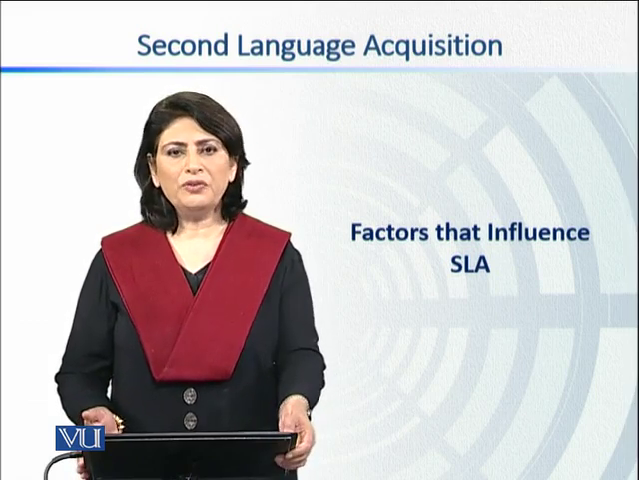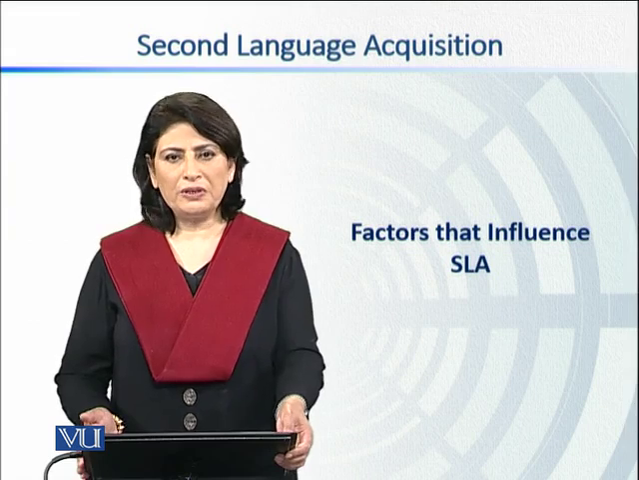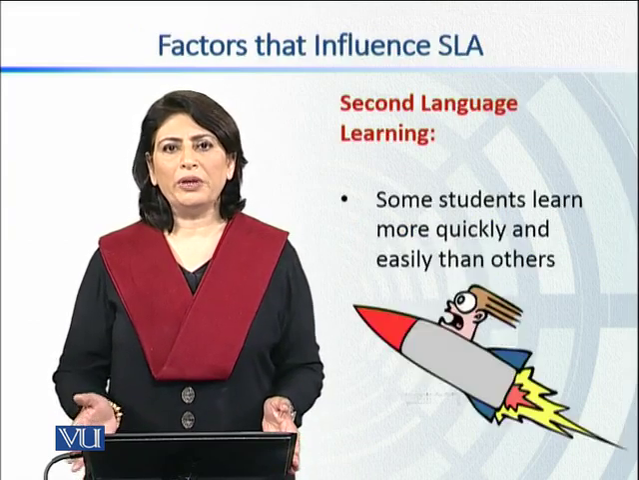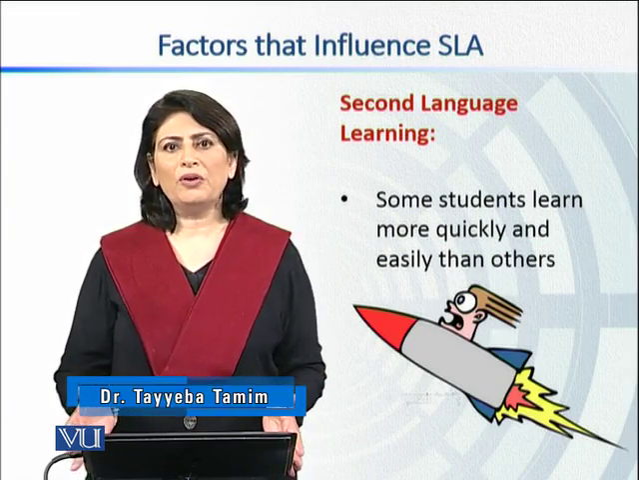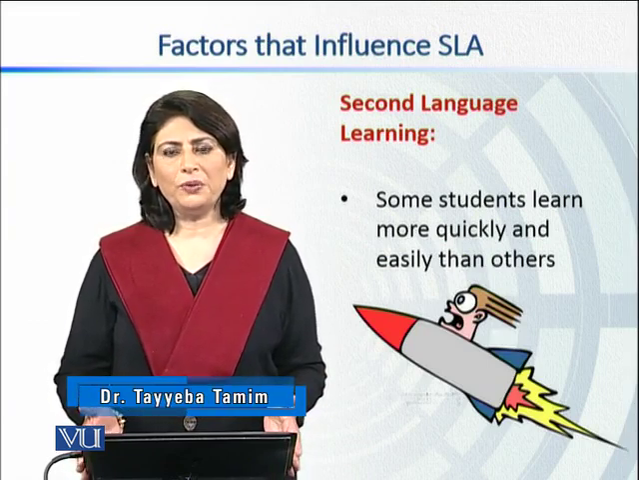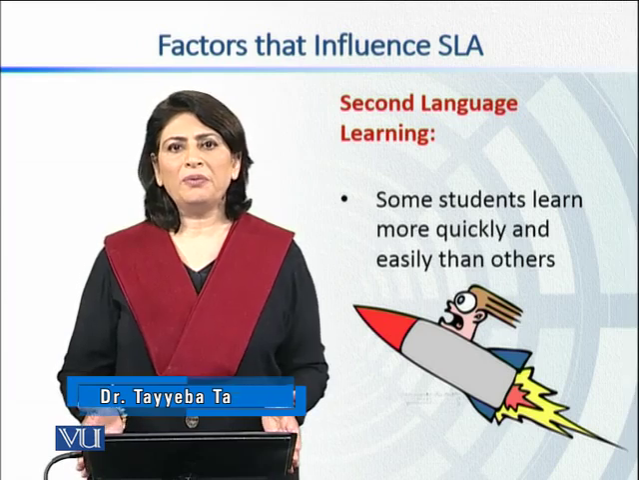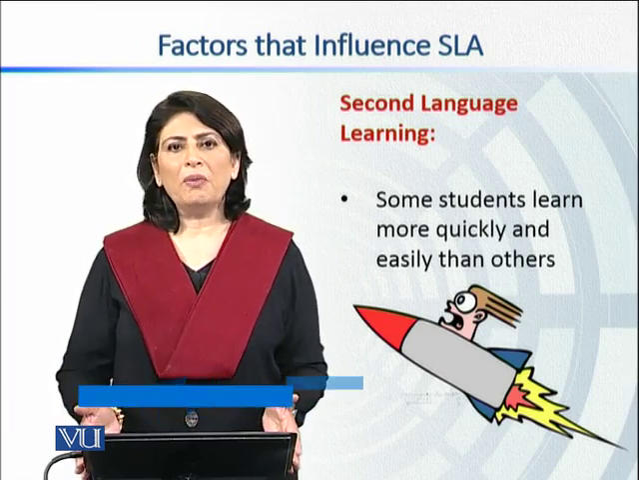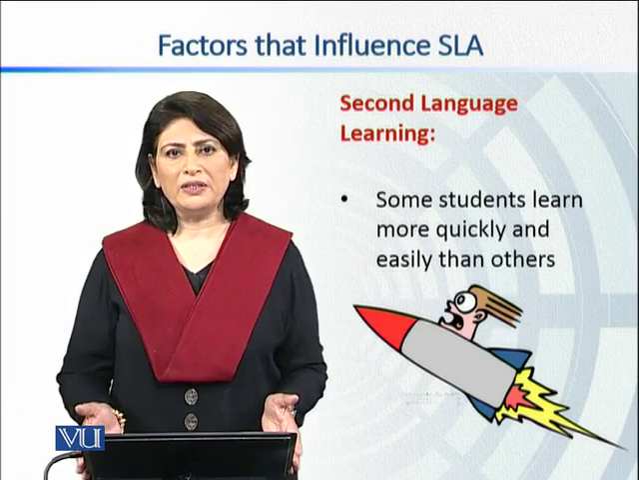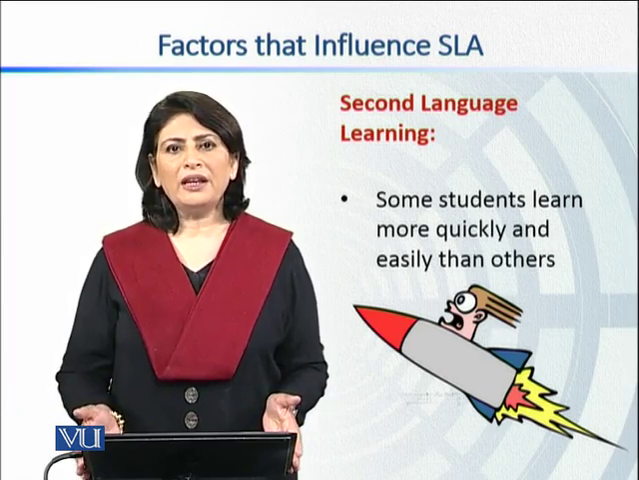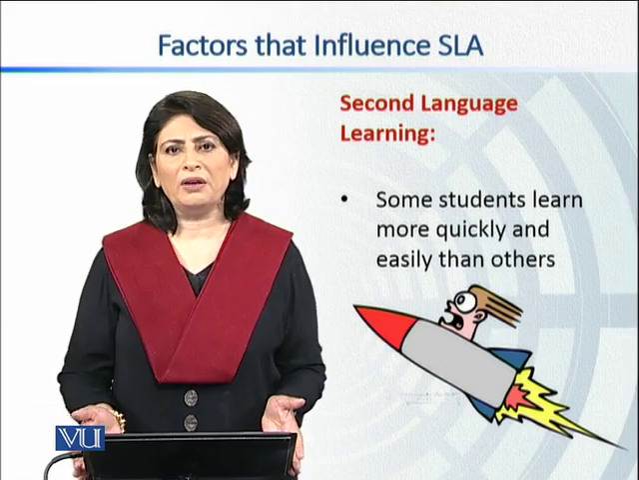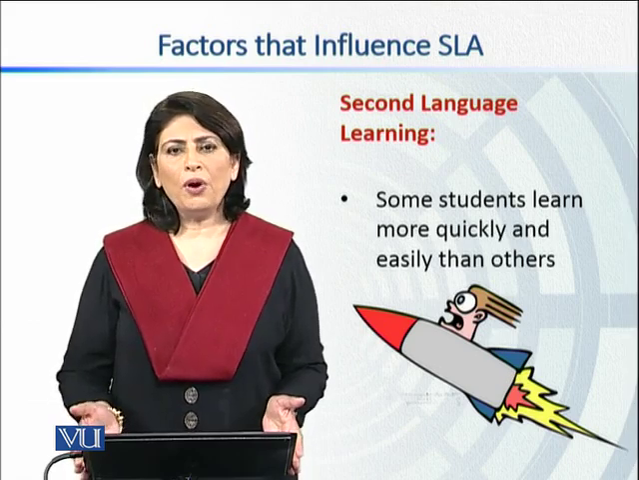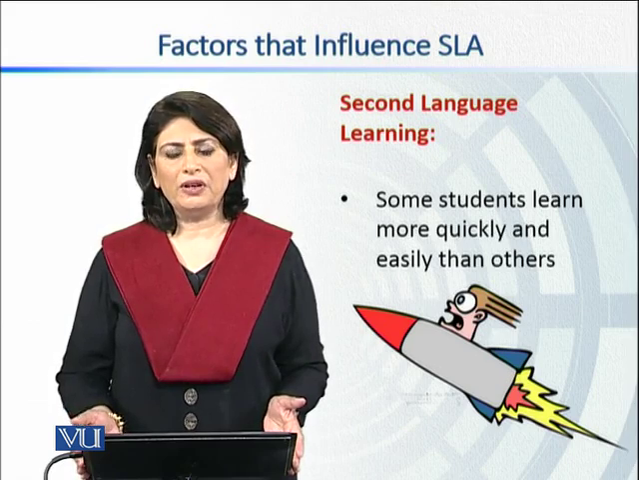There are some students who we observe learn fairly quickly and are simply able to grasp whatever we are teaching, while there are groups of students who might not be able to understand, and yet there are others who completely seem to be lost. So what accounts for those differences?